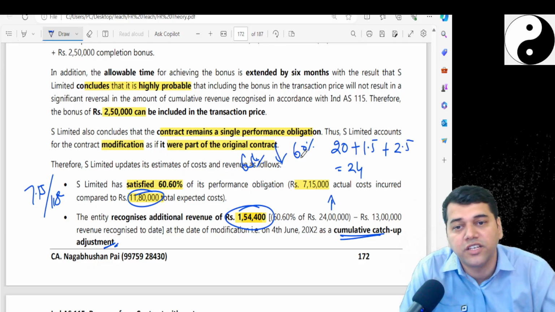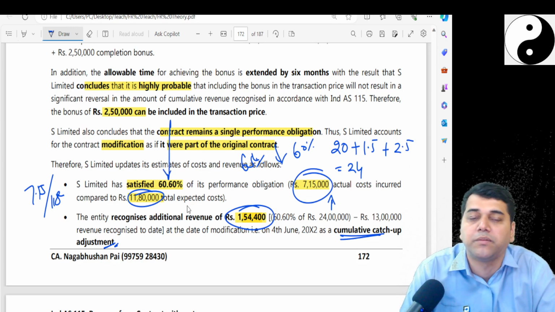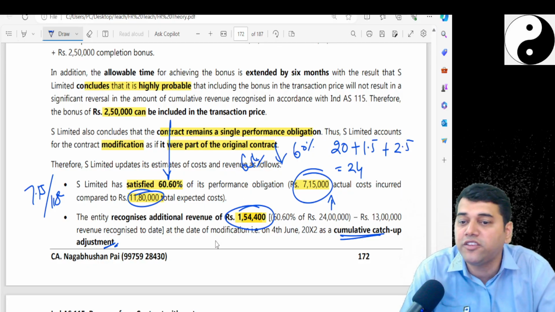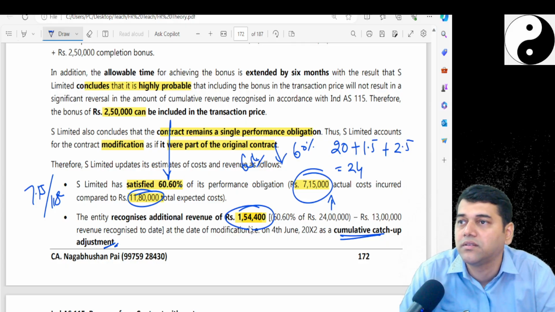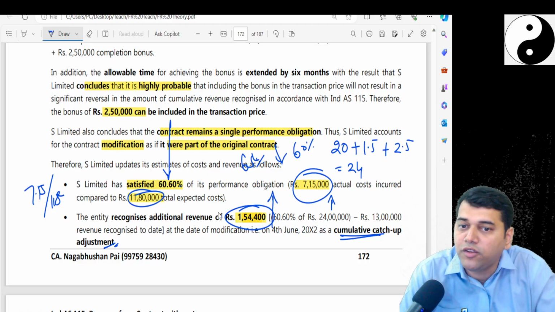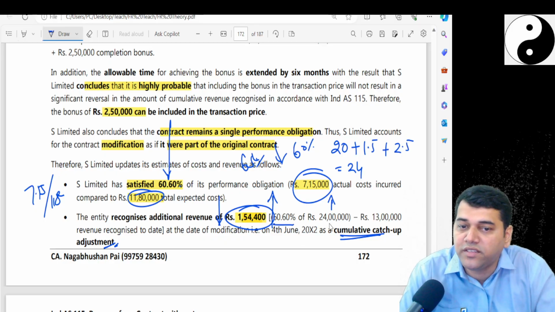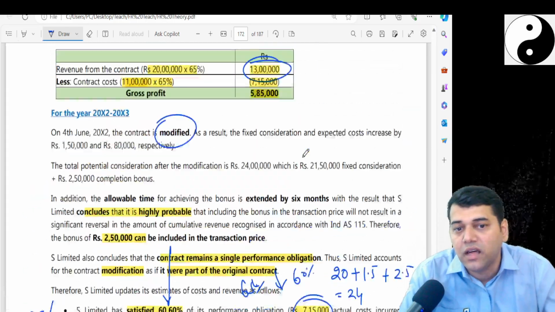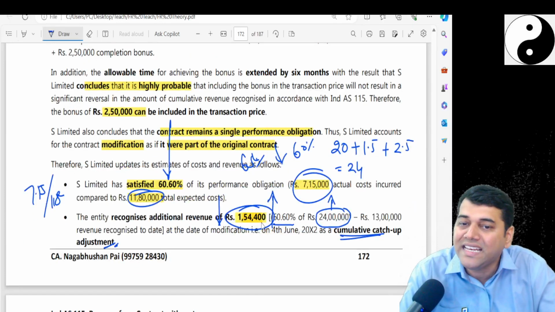So there is a change in the consideration also, change in the cost also. The moment cost changes, the percentage of completion will fall down, and accordingly you apply this percentage of completion. And what accounting entry will you pass? Is this an increase in the revenue or a decrease in the revenue? How did you get it? 60.60% comes to 24 lakhs minus how much you have previously recognized? 13 lakhs. This becomes, okay, an increase in the revenue.